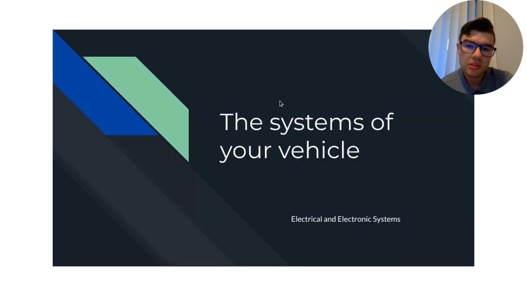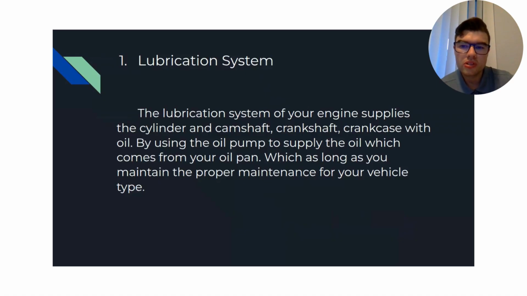Welcome. Today we're going to be talking about the systems of your vehicle. The first system that we're going to talk about is the lubrication system for your engine. The lubrication system of your engine supplies the cylinder and the camshaft, crankshaft, and crankcase with oil. The oil pump supplies the oil, which comes from your oil pan.